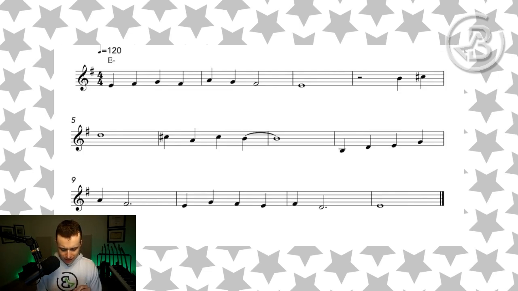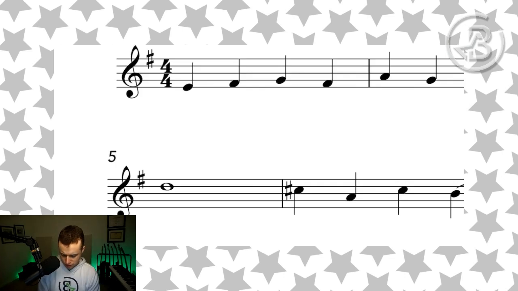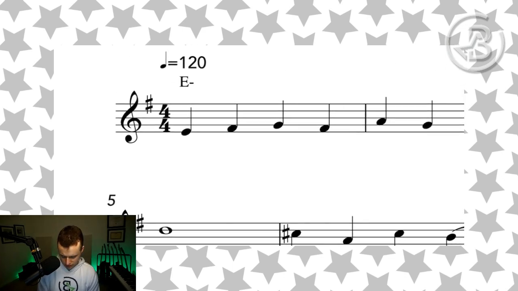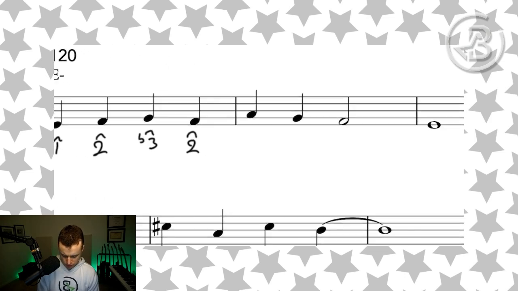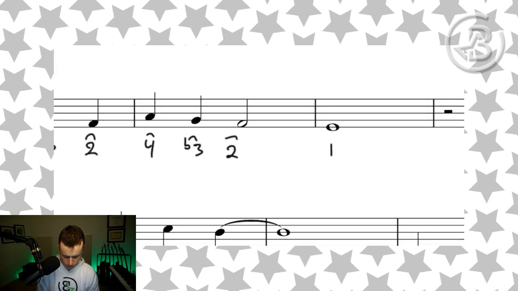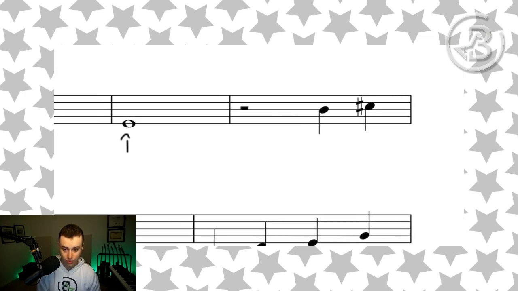So let's do a scale degree analysis. The first thing for us to do is to go under the first line of staff and write scale degree E minor. Then put our little colon. Okay, so we start with 1, 2, 3, 2, keep it going, 4, 3, 2, 1. Then we have a rest. And then we're going to go 5.